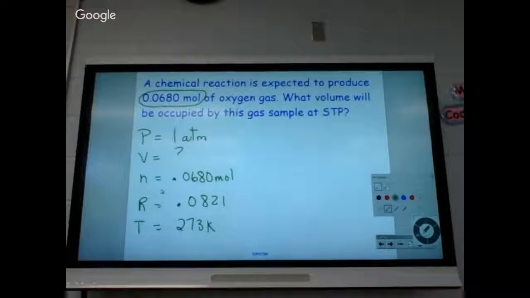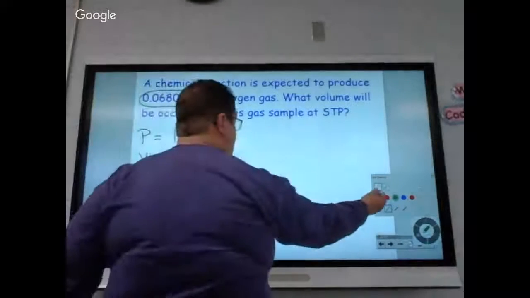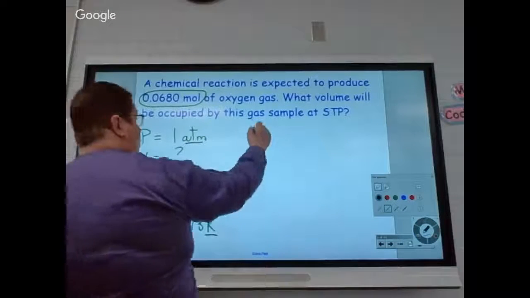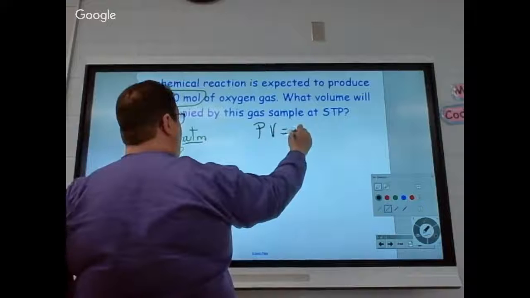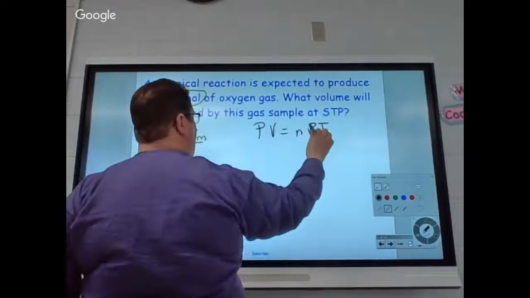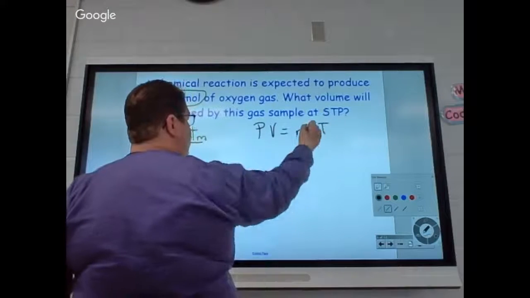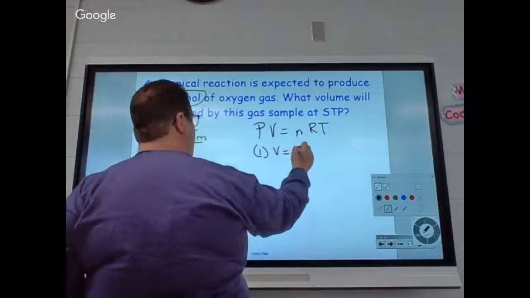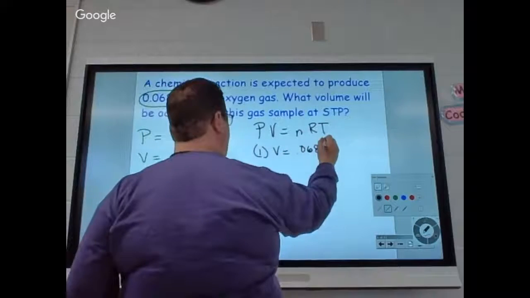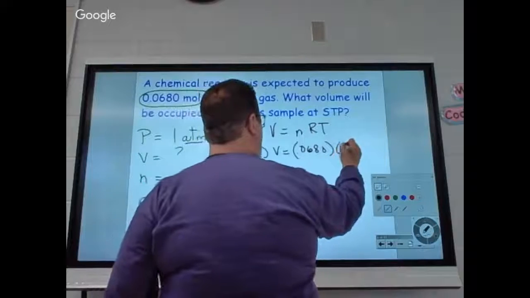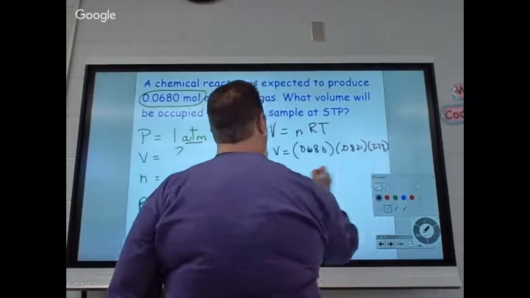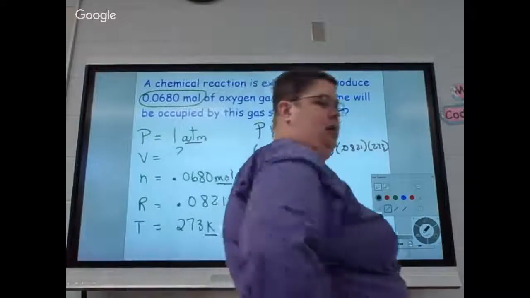Is everything in the right unit? Yes. That one's in atmospheres. That one's in moles. That one's in K. This is why I said a minute ago, this is as easy as it gets. Everything's in the right unit. So P is 1. We don't know V. 0.0680, 0.0821, and 273. All we have to do is punch it in.